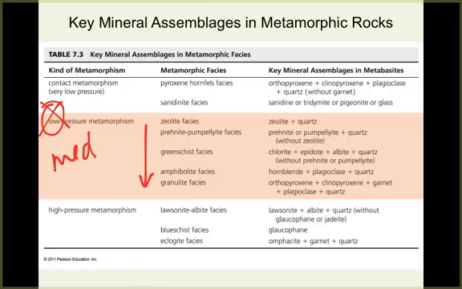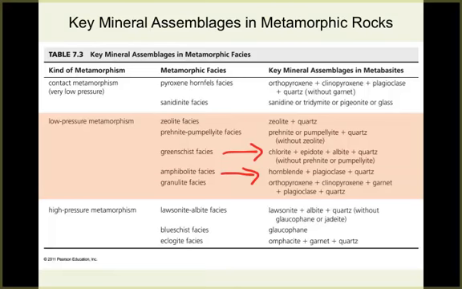And again, the mineral assemblages that you're seeing here that correspond to the greenschist facies with chlorite, epidote, albite, or the amphibolite facies with hornblende and plagioclase, that's all going to change depending on the protolith of the rock that you're dealing with.